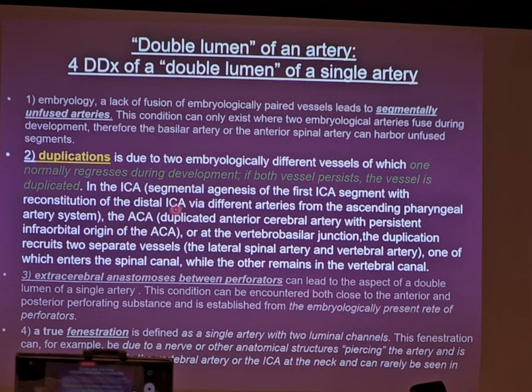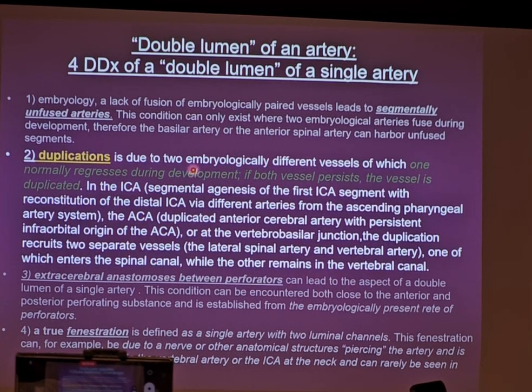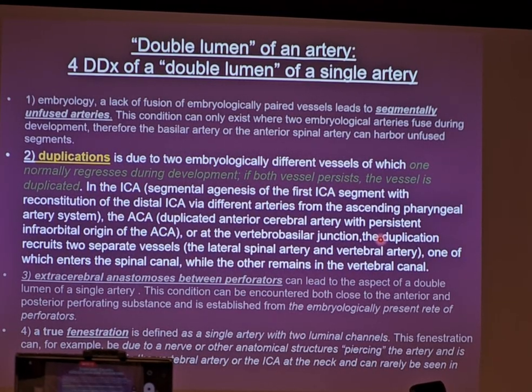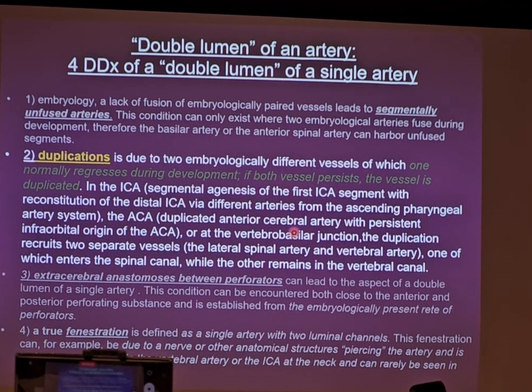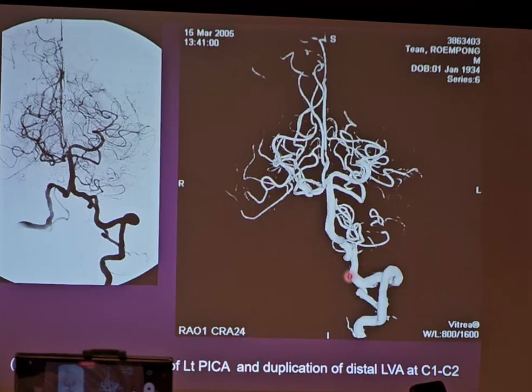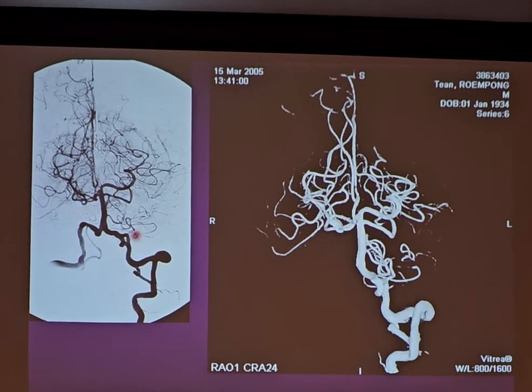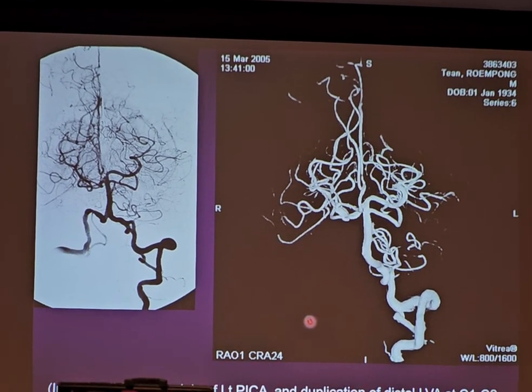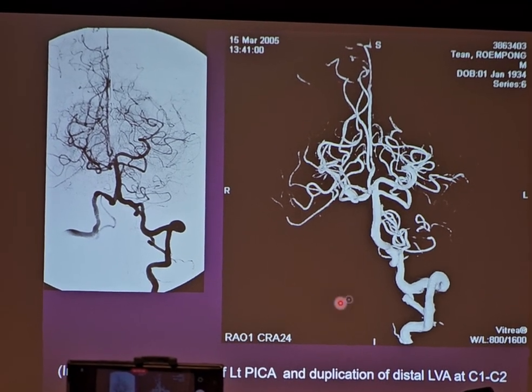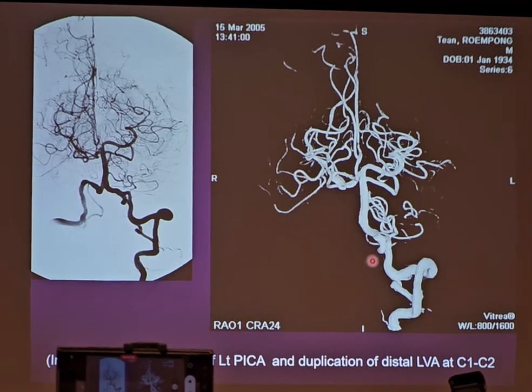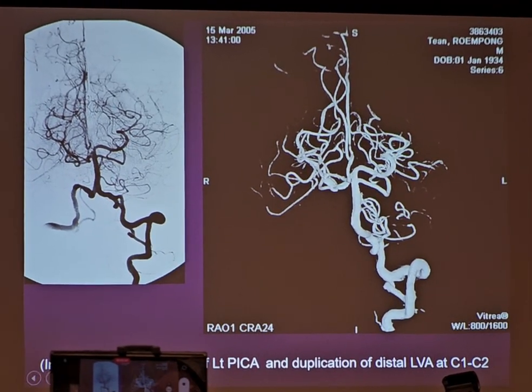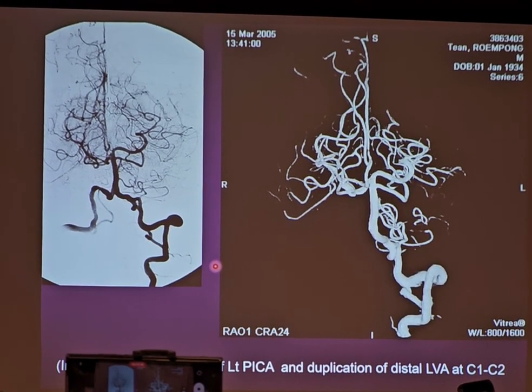Number two, what we call duplication. Duplication is due to two embryologically different vessels. The first one is the same trunk, but this one is a different vessel. Remember the diagram that I drew for you, and there are a lot of channels that can persist and can be shown later on. This is called duplication because it is the persistence of the previously seen channels. So this is number two explanation.